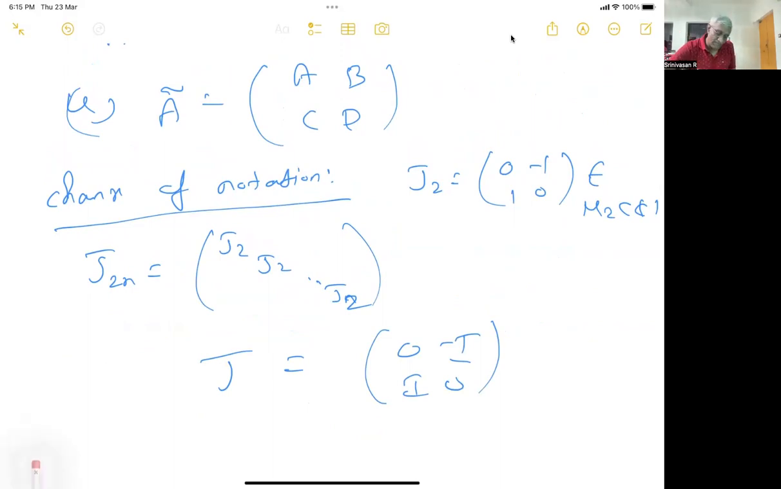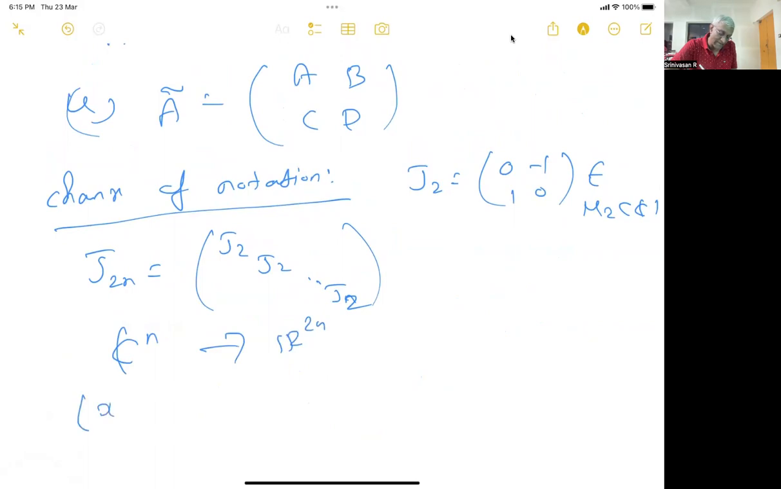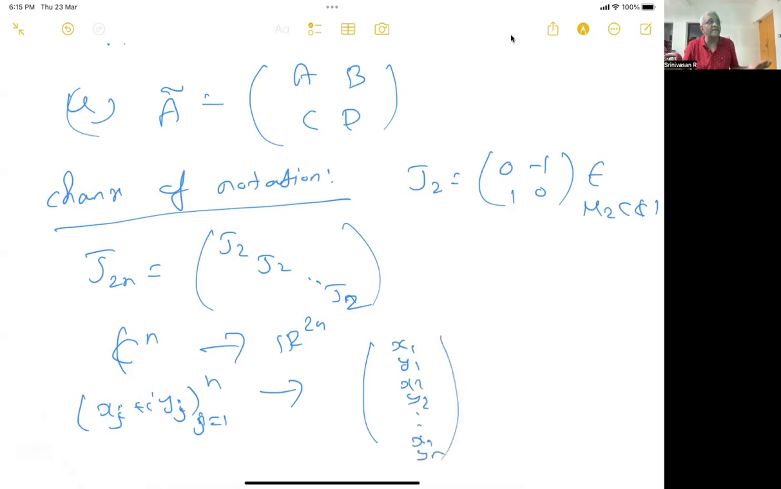The reason is how you identify Cn with R2n. How do you identify Cn with R2n? You will have xj plus i yj, for j equal to 1 to n. Earlier this was identified with x1 up to xn, y1 up to yn. Now we are identifying it with x1, y1, x2, y2, up to xn, yn. The reason will be clear when we make the definition.